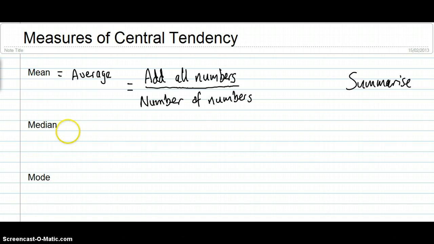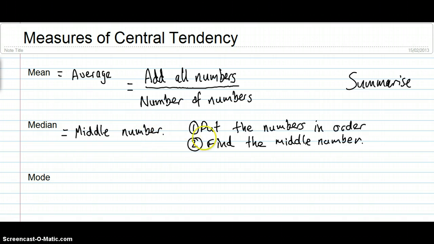The next one is the median. The median can easily be described as the middle number in the list. So to find the median, you simply put all the numbers in the data in order, and then find the middle number. The middle number is the median.